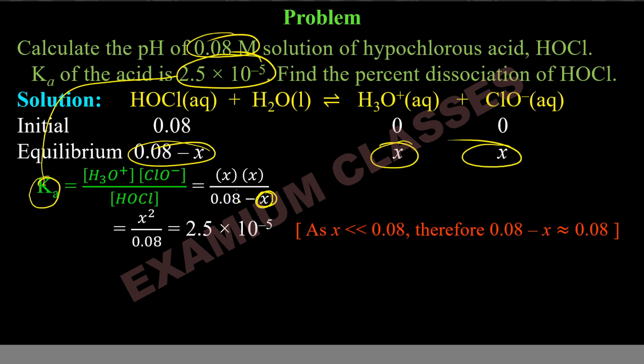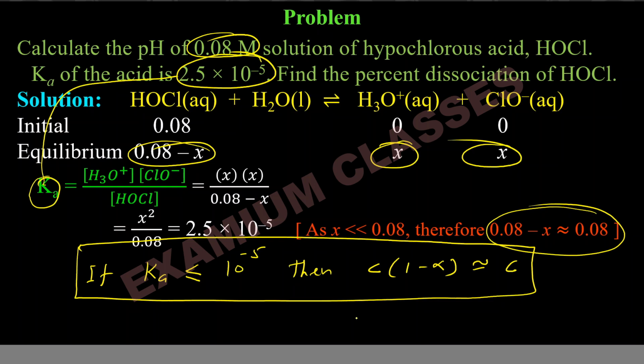So write it somewhere. If you want to memorize it, memorize it. If you have understood it, very good. So if Ka, Kb, equilibrium constant in general is 10 to the power minus 5 or less, then C(1 minus alpha) will be C, and 1 minus alpha will be 1.